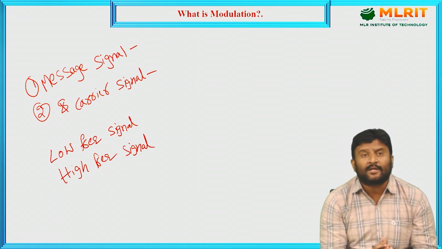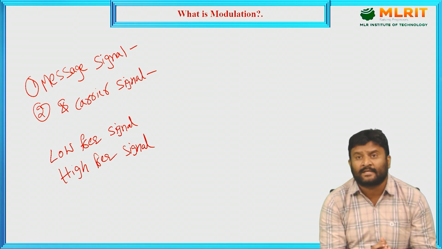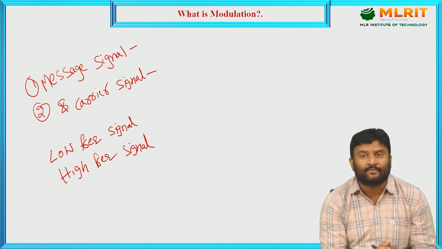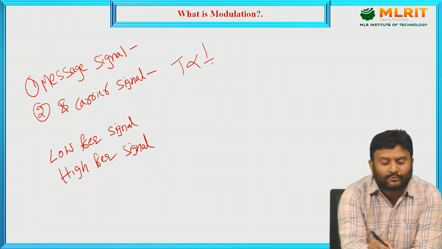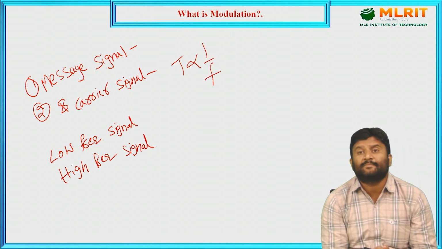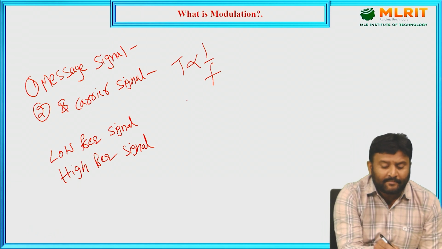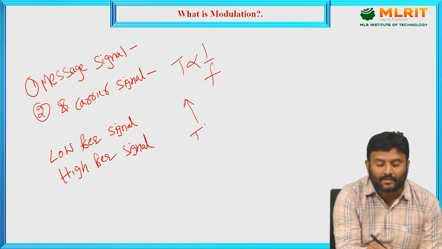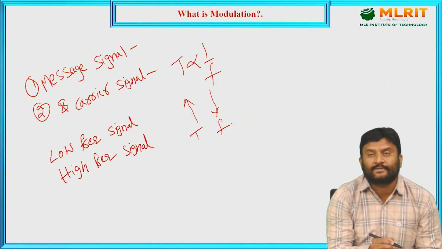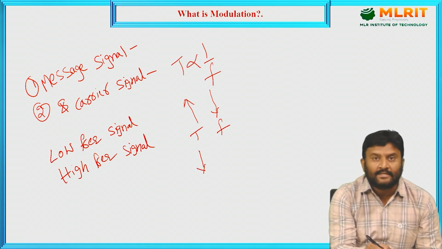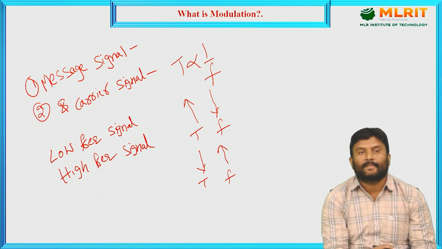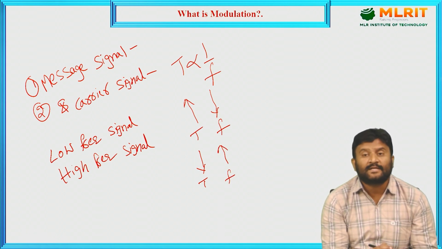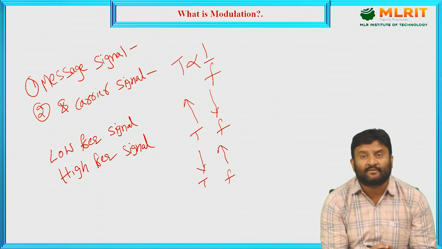How do we represent the low frequency signal and the high frequency signal graphically? Very important. We have one small relation: the time period is inversely proportional to the frequency. Once the time period is increased, the frequency decreases. If the time period is decreased, the frequency increases. Therefore, the time period is inversely proportional to the frequency.